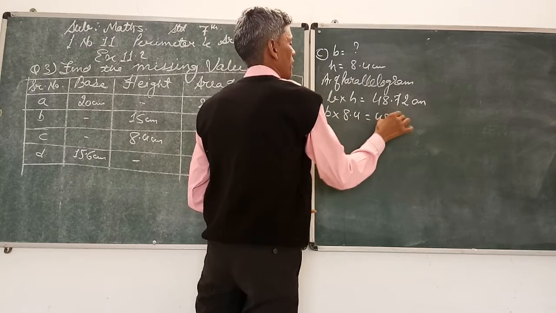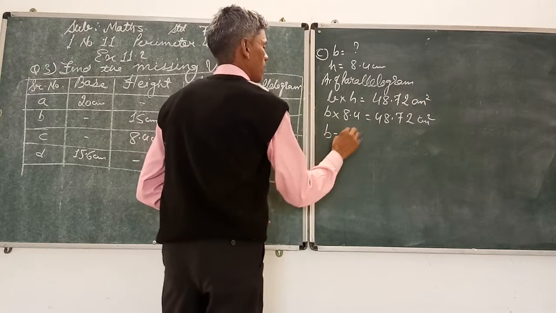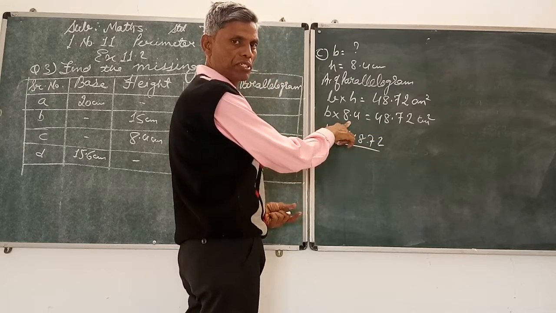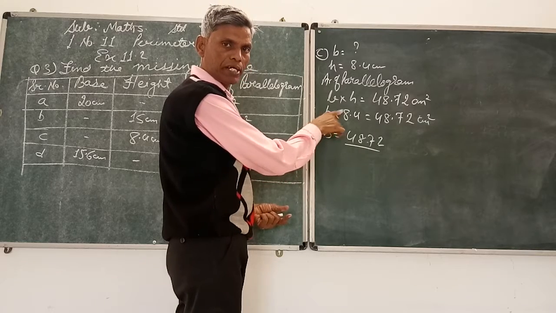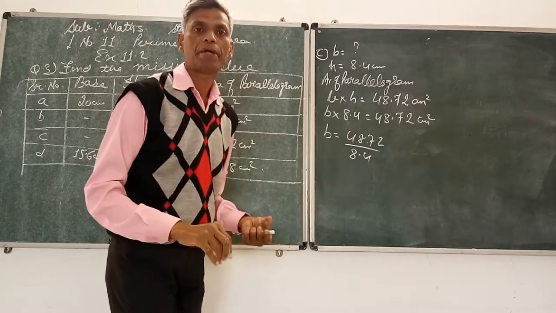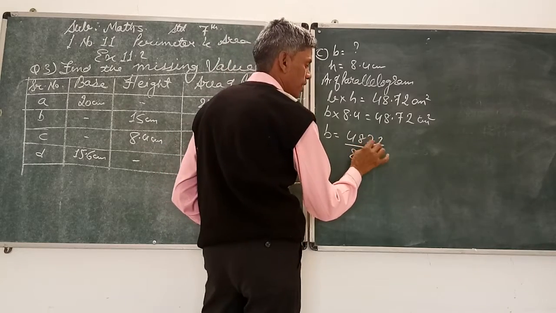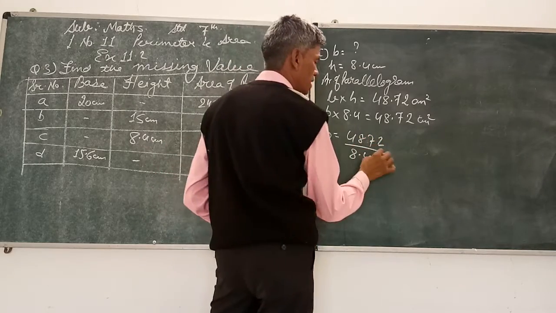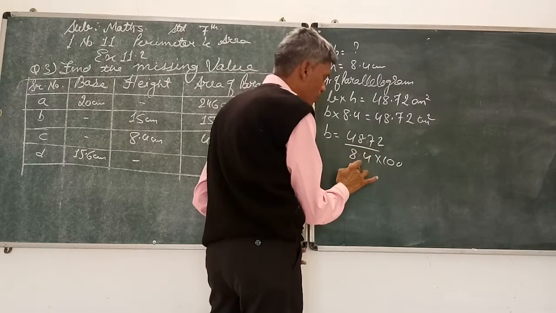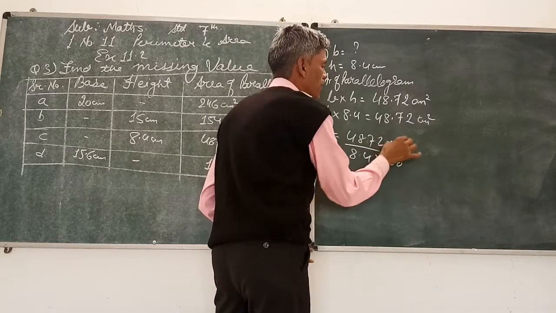Base into height, 8.4 centimeter, is equal to 48.72 centimeter square. Therefore B is equal to 48.72, and to remove this, 8.4 is in multiplication form with B. So the multiplication will become opposite of this. So multiplication of this will become division. 8.4 will become as a denominator on the other side. To remove the decimal, there are two digits after decimal, so we will write 100 as a denominator. It has one digit after decimal, so to remove this decimal, we will write 10, and the denominator will go as a numerator.